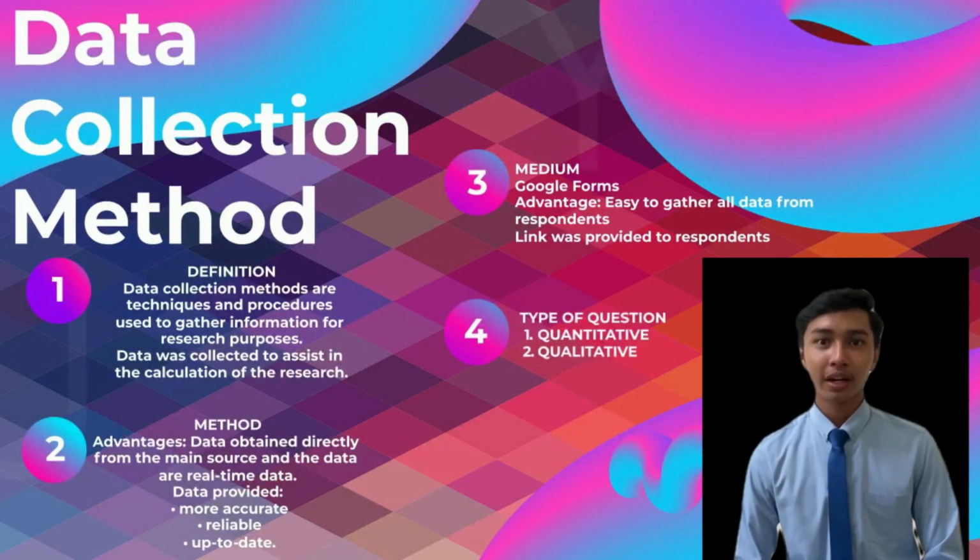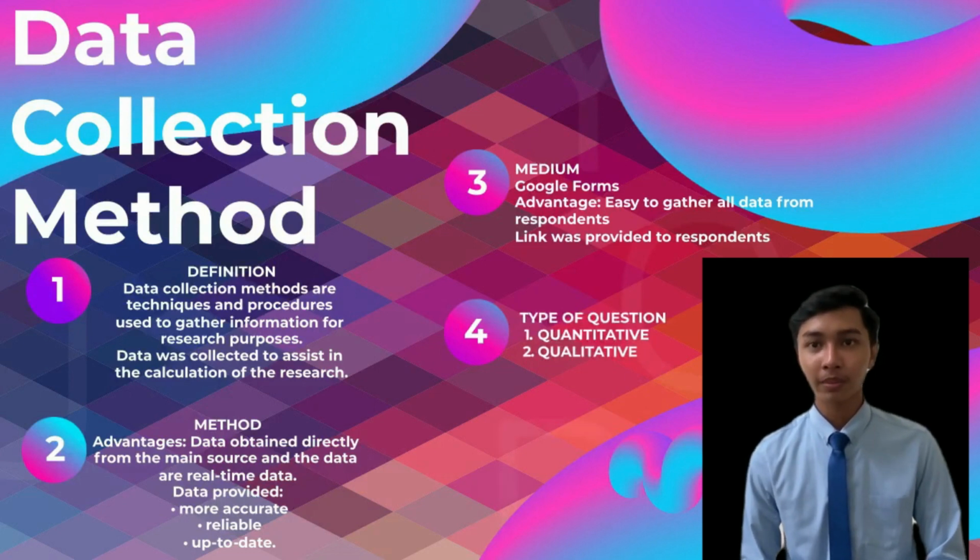Data collection methods are techniques and procedures used to gather information for research purposes. Data was collected to assist in the calculation of the research. The reasons for collecting data are to satisfy curiosity and measure performance. For this study, we used primary data since a lot of advantages can be obtained by using primary data compared to secondary data. Some advantages of primary data are that the data is obtained directly from the main source and is real-time data. So, I can conclude that the data is more accurate, reliable, and up-to-date.